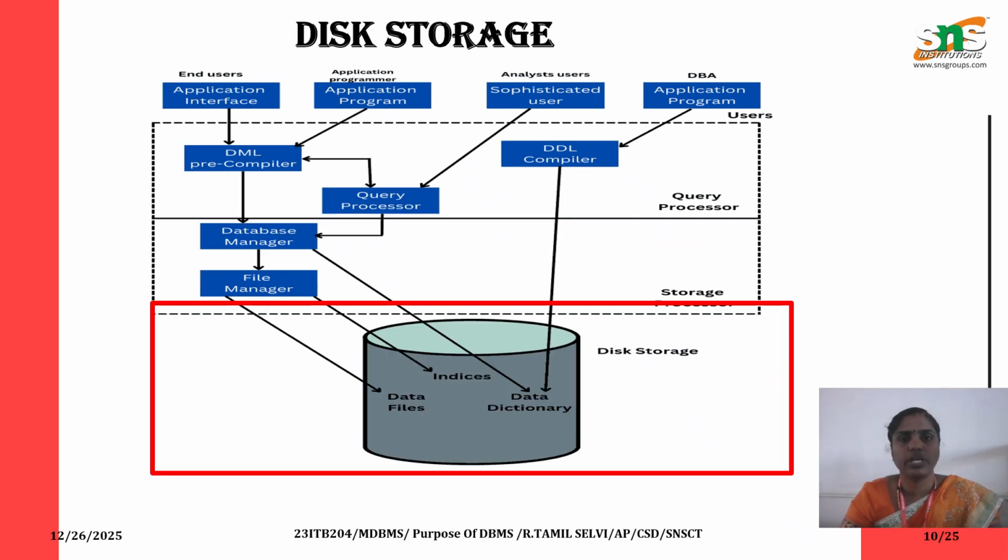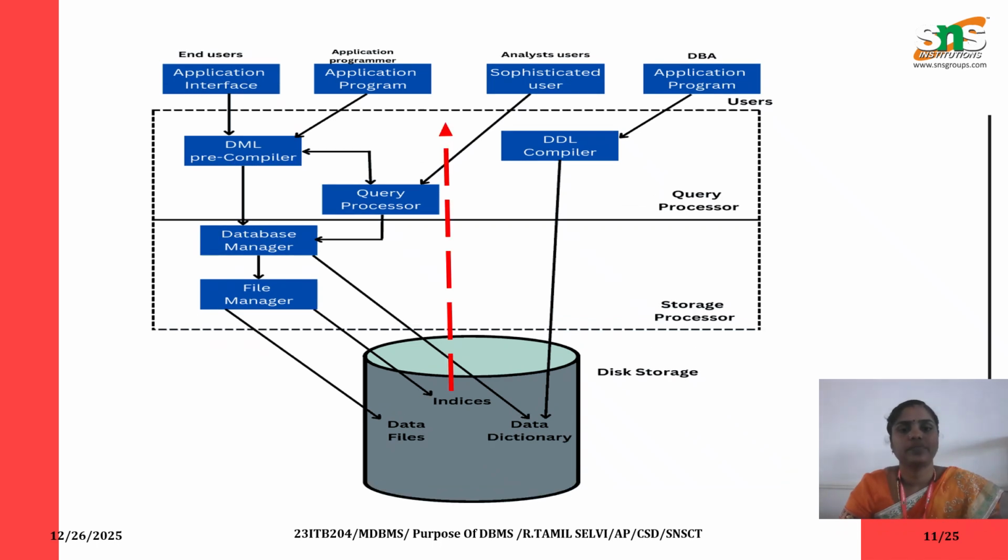Next one is disk storage. Finally, we reach the disk storage, the physical location of our data. This is where you find the actual data files, indices, which help find the data faster, like a book index, and the data dictionary, which shows the information about the data itself. We can also call the data dictionary metadata. So a query flows down and gets processed and retrieved, and finally the results flow back to the user from the disk storage. This layered approach is why databases are so secure and reliable.